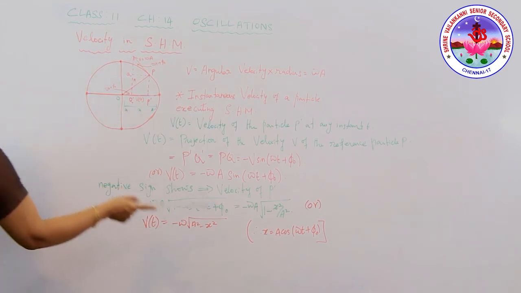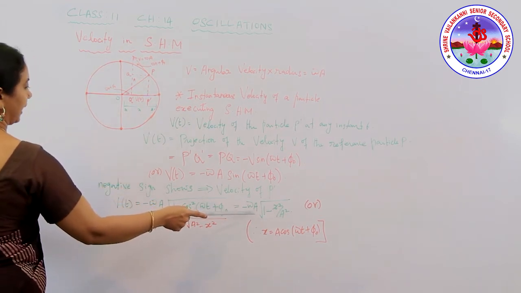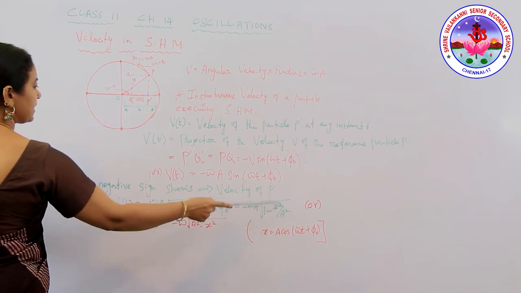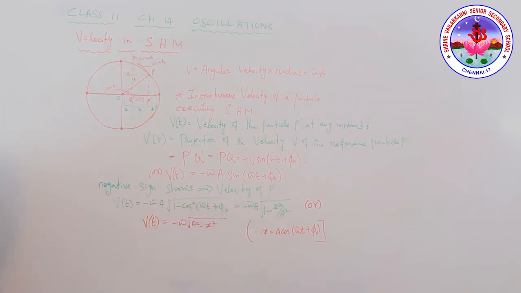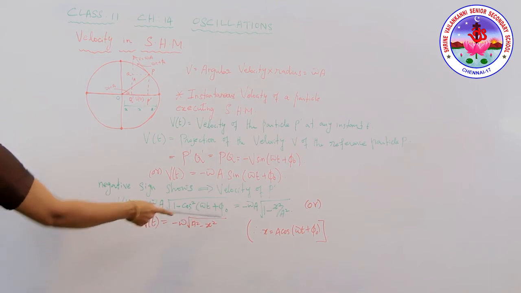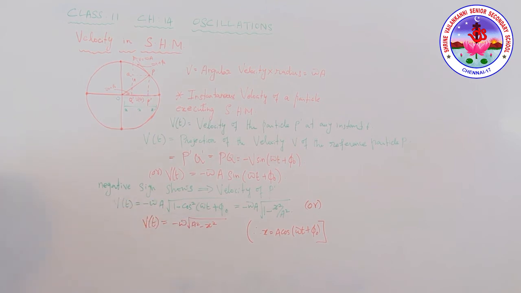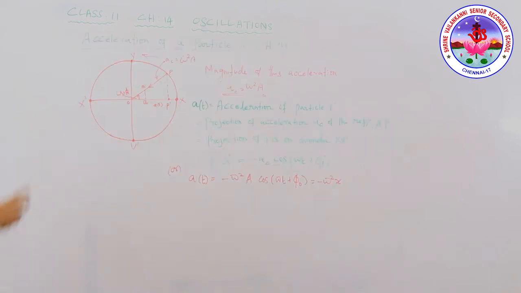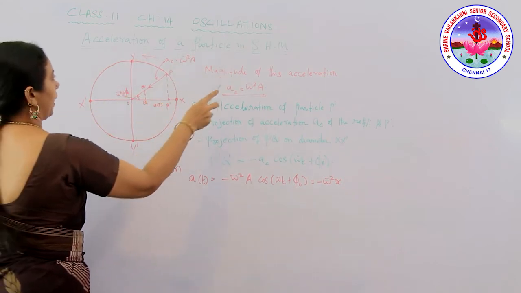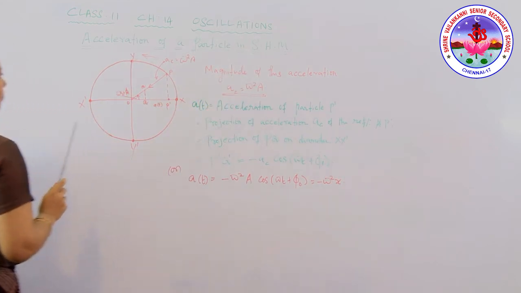By applying the value, we will get minus omega a root of 1 minus x square by a square. So that here v of a, which is equal to v of t, which is equal to minus omega root of a square minus x square. Understand, children? Now, acceleration of a particle in SHM.